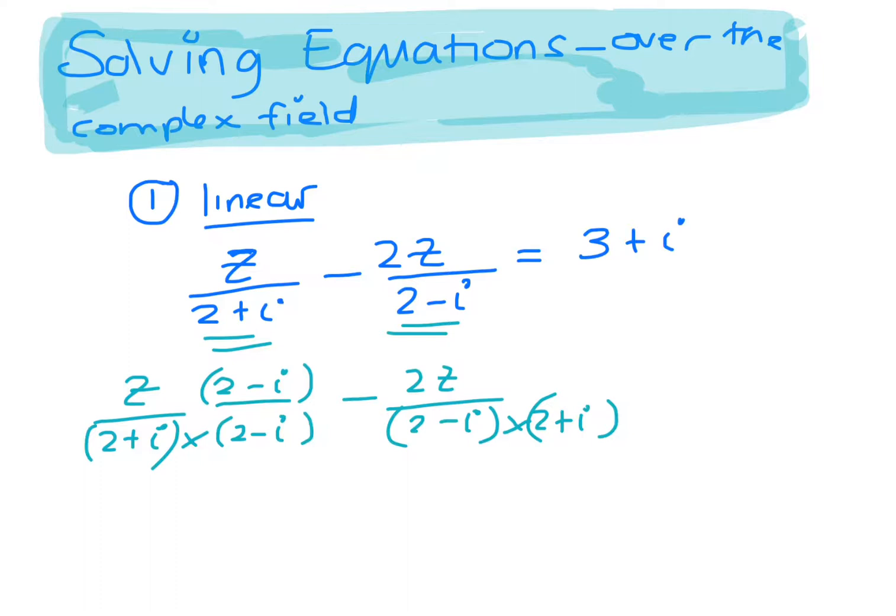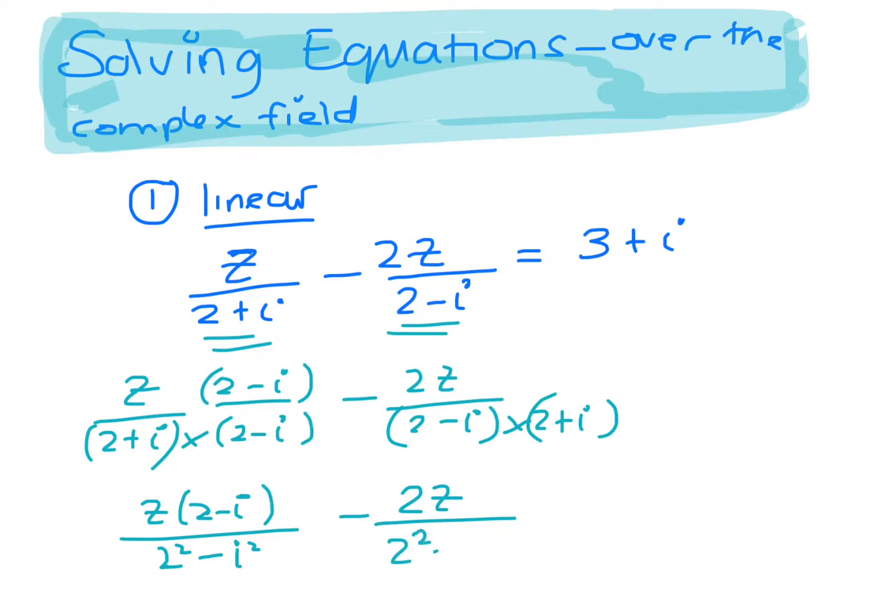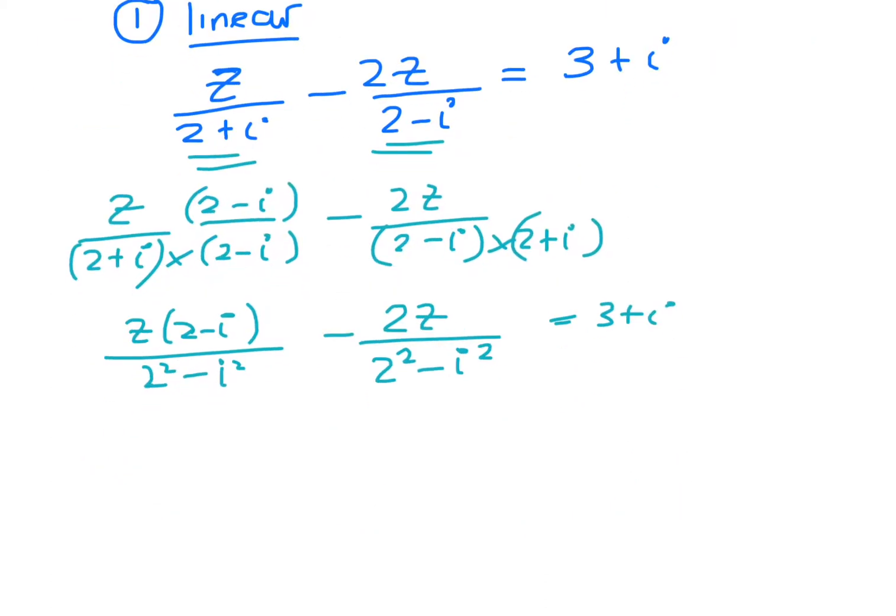Okay, so this will end up being z, 2 minus i. And on the bottom you get 2 squared minus i squared, which is going to be minus 1. So that'll make it 4 plus 1, which is 5. Minus 2 over, that'll be 2 squared minus i squared, and that'll be 3 plus i.